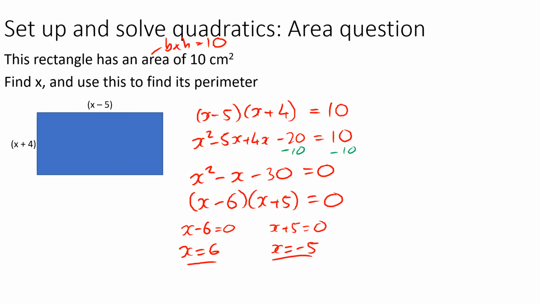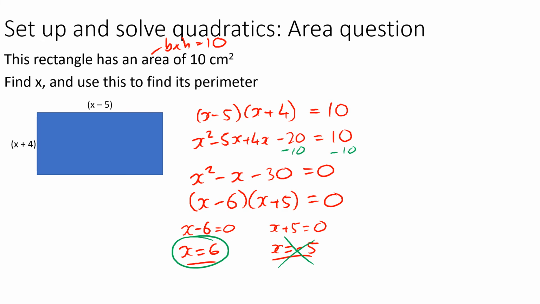Now, it says to find x. It doesn't say to find all the possible values of x. And it says we need to find a perimeter at the end of all this. So one of those is right and one of those is wrong. Now, in general, if it's a shape question, the positive answer is right. Because think about if x was minus 5. If we substituted that back into the width, for example, that would be saying this length is minus 10, which doesn't make any sense. So what we've got here in minus 5 is a solution that works for the algebra, but doesn't work for the actual reality of the situation.